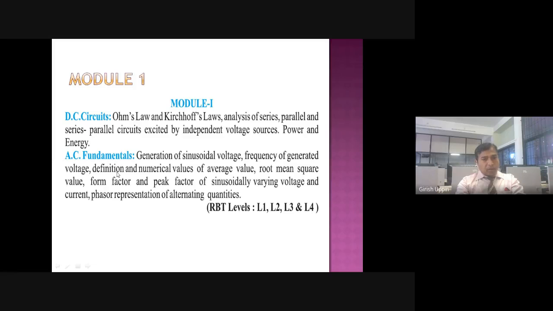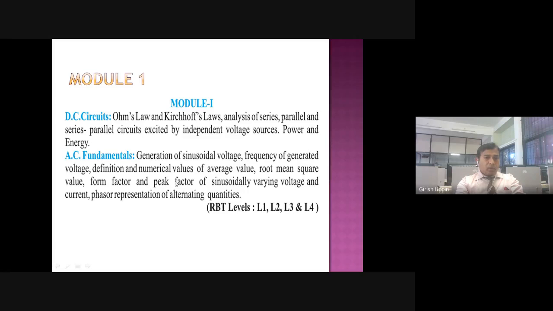And as the second part of module 1, we'll understand the AC fundamentals: how the sinusoidal voltage is generated, what is the concept behind it, what is the frequency of the generated voltage, because it is a sinusoidal waveform. Whenever we have a sinusoidal waveform, there are some parameters associated with that particular waveform, like the peak value or the maximum value, then frequency, what is the period of that particular waveform. Those things we are going to study.